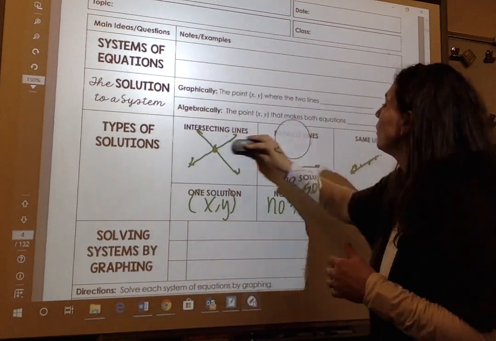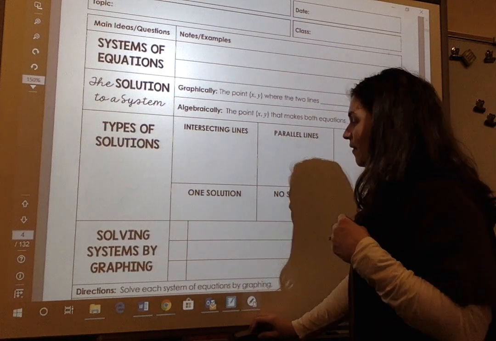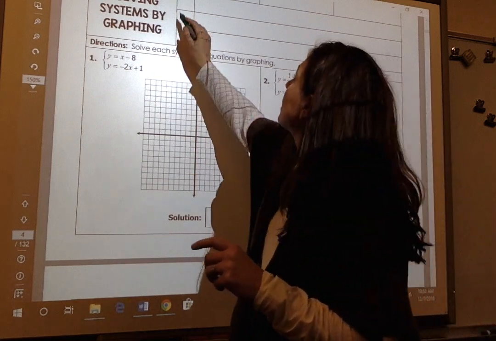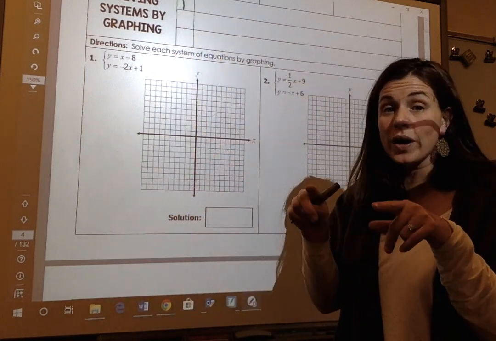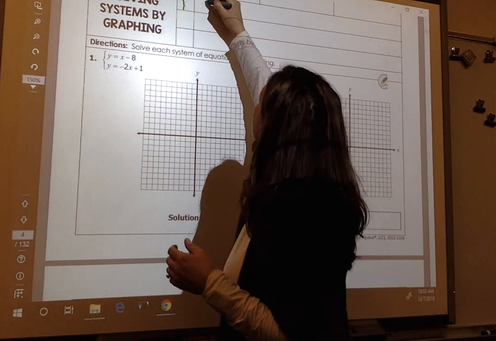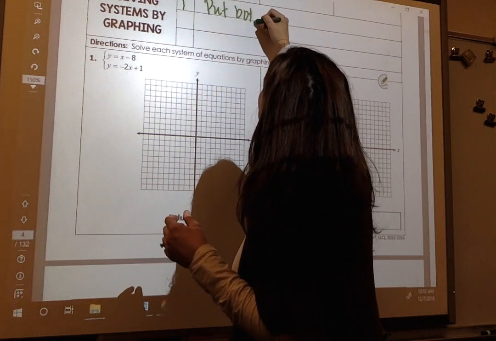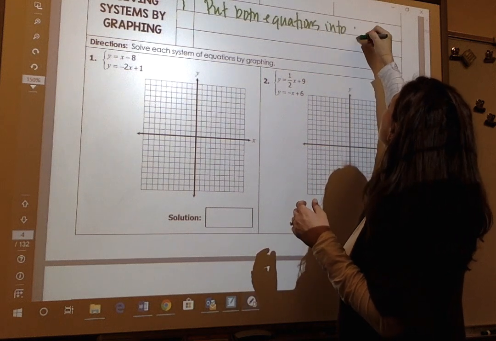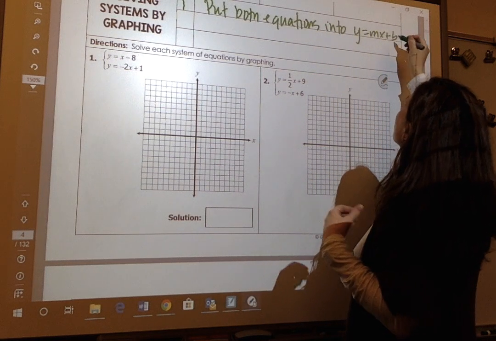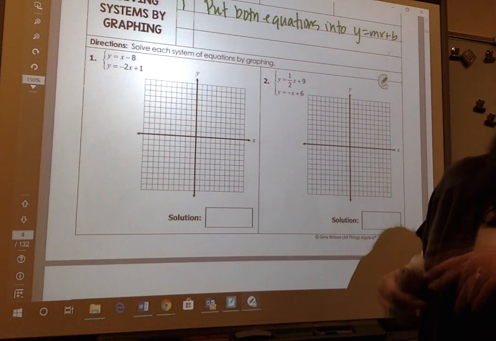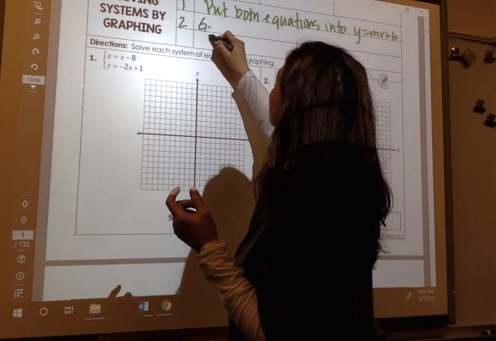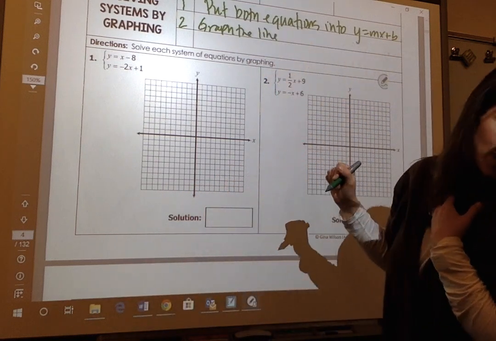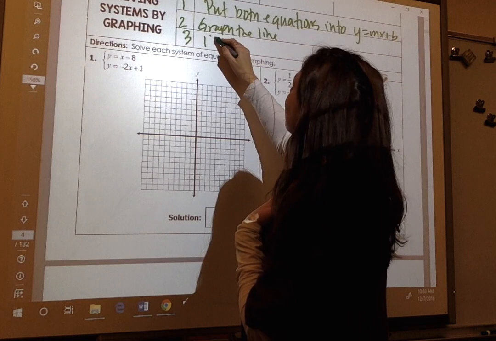All right, so we already know how to graph lines, right? The first thing we do when we solve systems by graphing, step 1, is we need to put both equations into y equals mx plus b form, slope-intercept form. Step 2 is we graph them. Graph the lines. And step 3 is we are going to identify the solution.